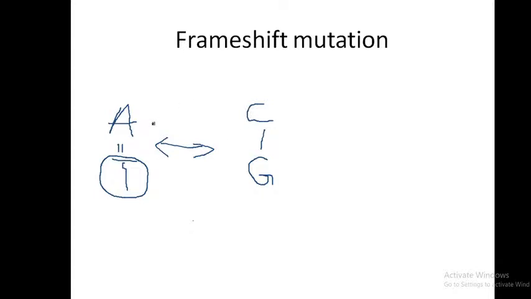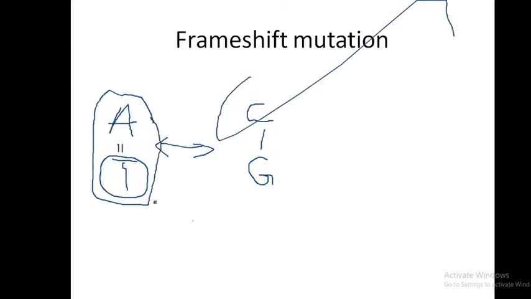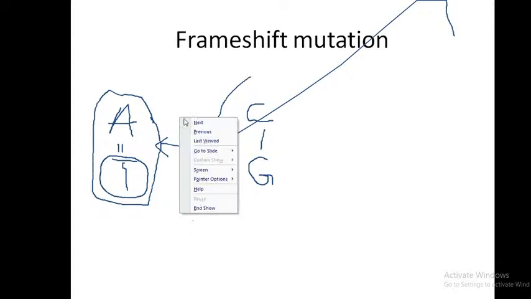Here, an entire purine will be replaced by a pyrimidine. That's what is known as transversion. For example, AT will be replaced by GC, or it can be the other way around. That's known as transversion. Now next is frame shift mutation.